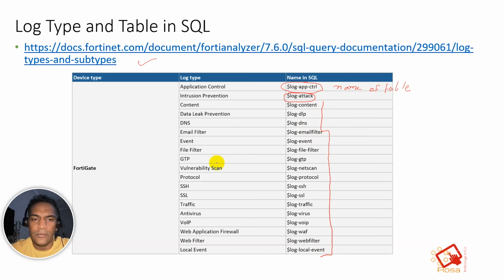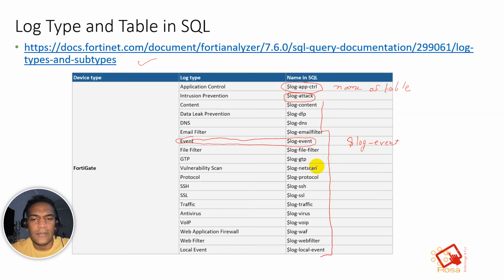For example, if you want to see the event log and create a query for it, you need to call $log event in the SQL query when you are selecting the data. So understanding the table or the type is important. Once you understand under which category or table a particular piece of data exists, it will be easier to understand the query.